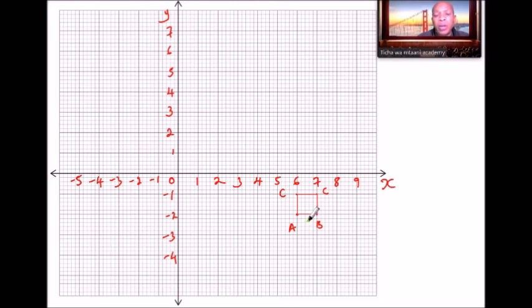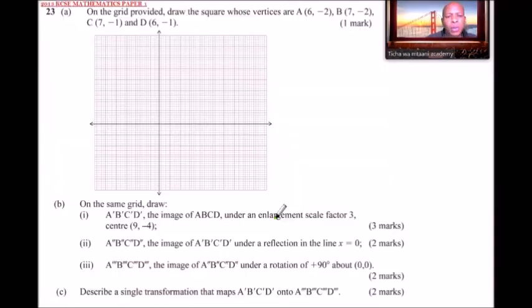Now we go to part B. Part B, like we saw, let's go back to the question and see what is required. Part B, we are told on the same grid to draw A'B'C'D', the image of ABCD under an enlargement scale factor 3 and center (9, -4). So we are going to do that.